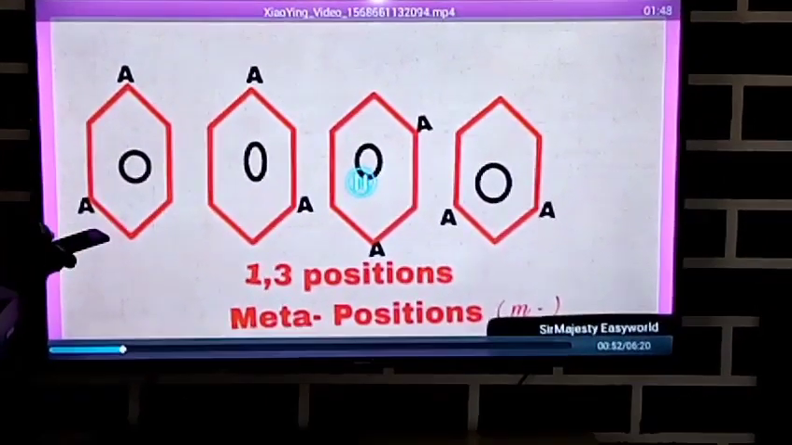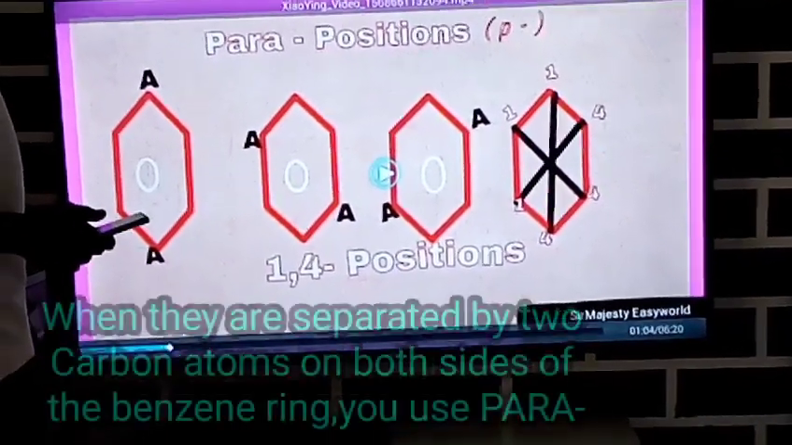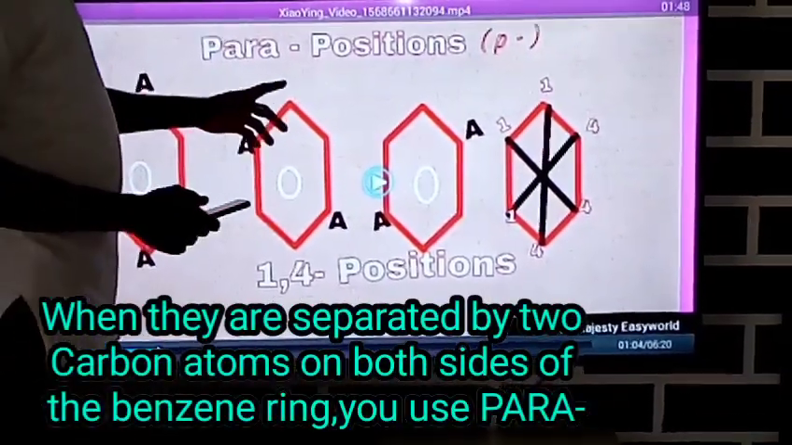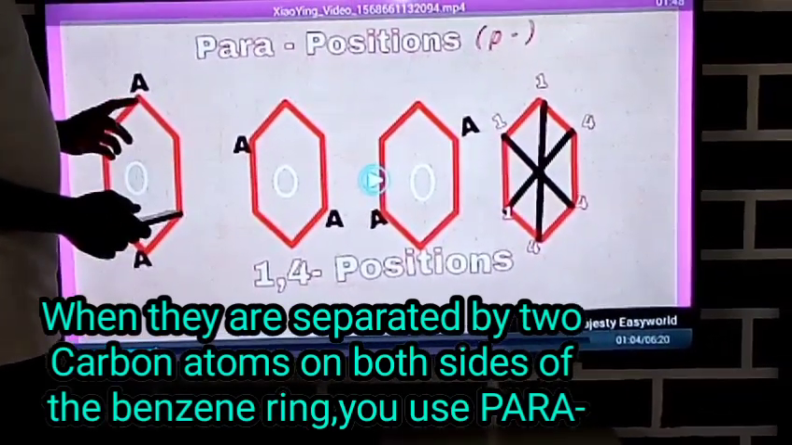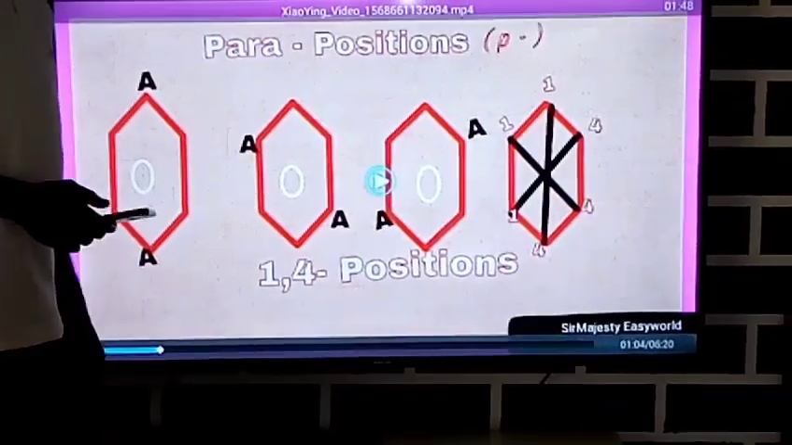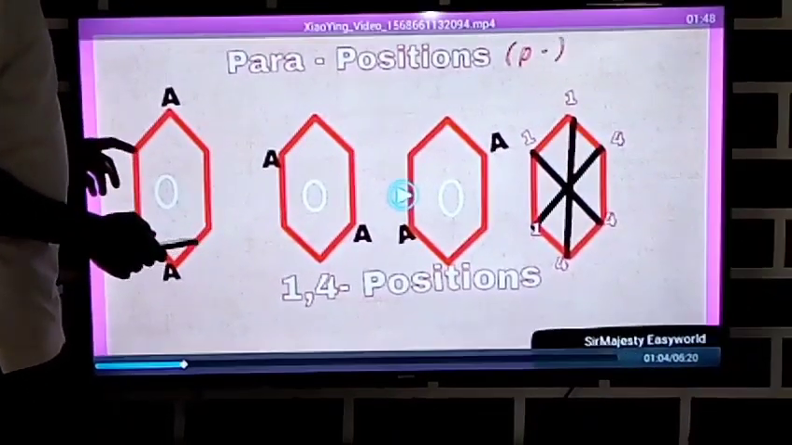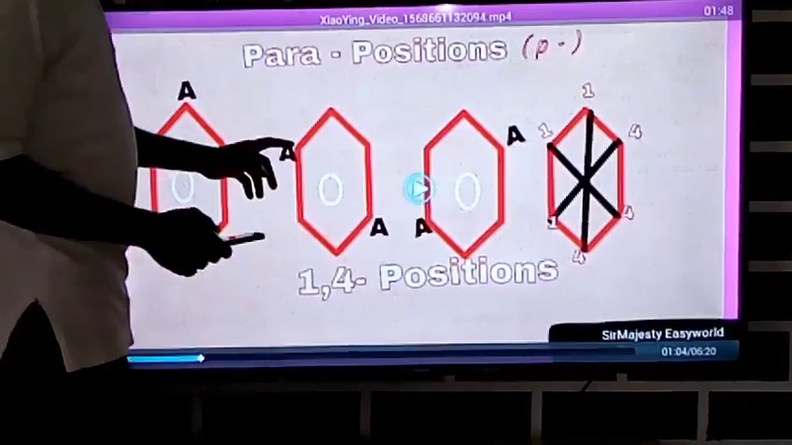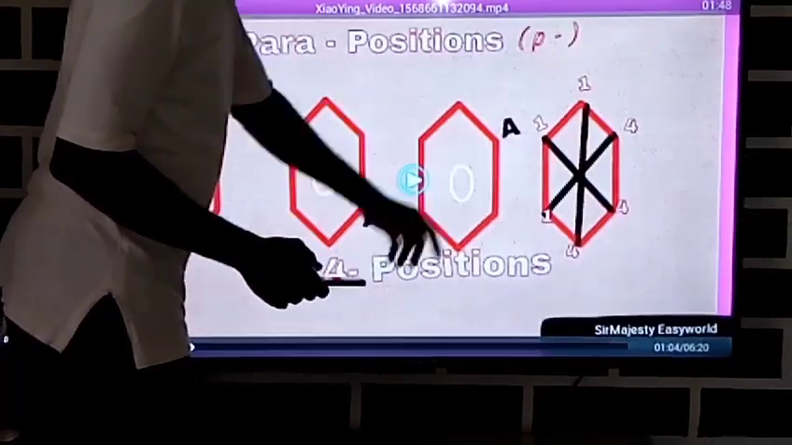So let us see para position. Okay, this is para position. Whenever they are straight, when diagonals are connected, that's para position. 1,4. 1, 2, 3, 4. Unlike ortho and meta, any angle you count from, you must get 1,4. 1, 2, 3, 4. This is para position. 1, 2, 3, 4. Para position. 1, 2, 3, 4. That's para.